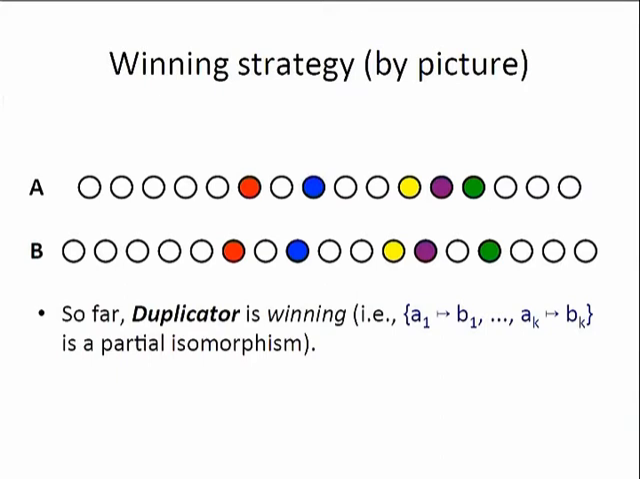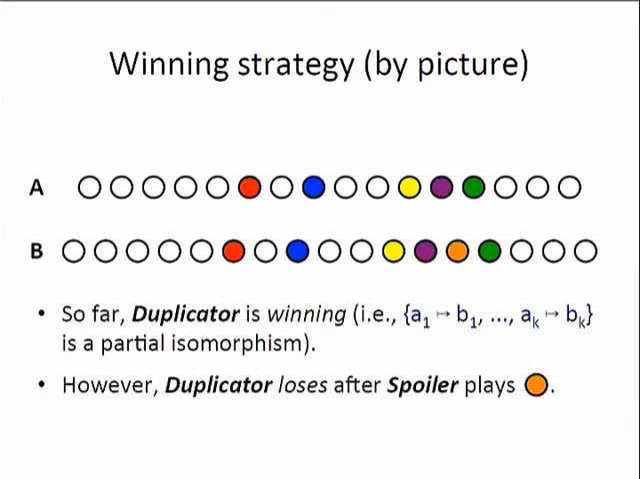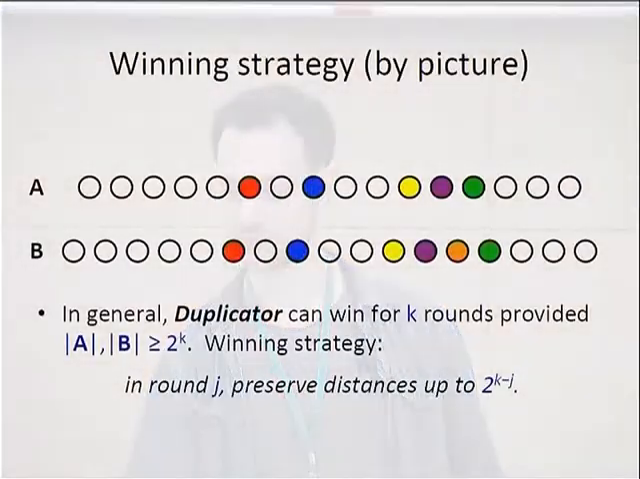But at this point, the spoiler will win in the next round by playing this orange element in the structure B, to which duplicator has no reply. No matter which element of A he colors orange, and of course you can color the same element with multiple colors, it won't be a partial isomorphism. So I hope this example visually illustrates how duplicator can win for a certain number of rounds.